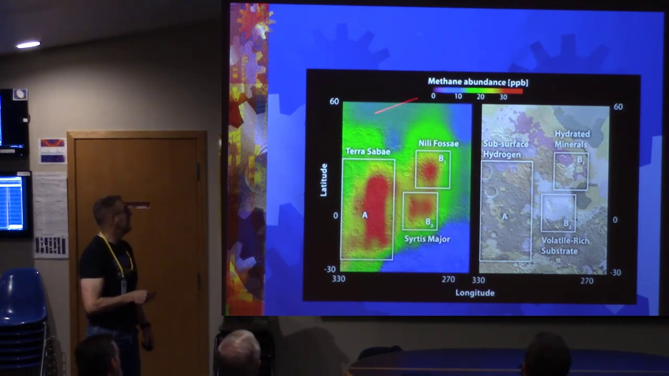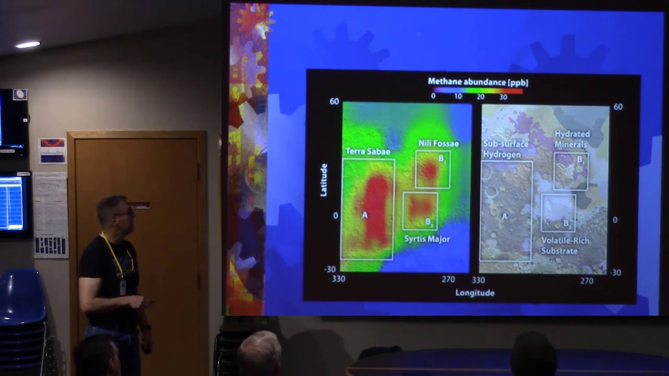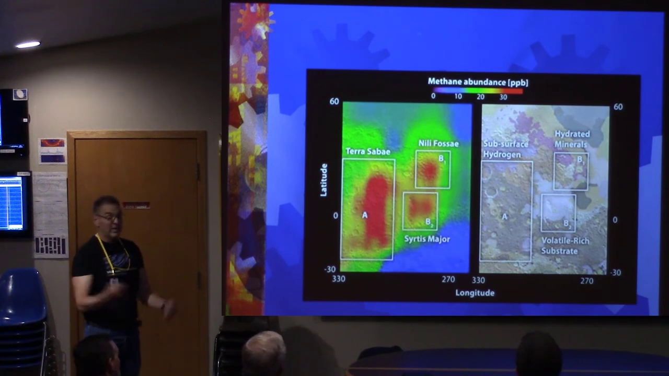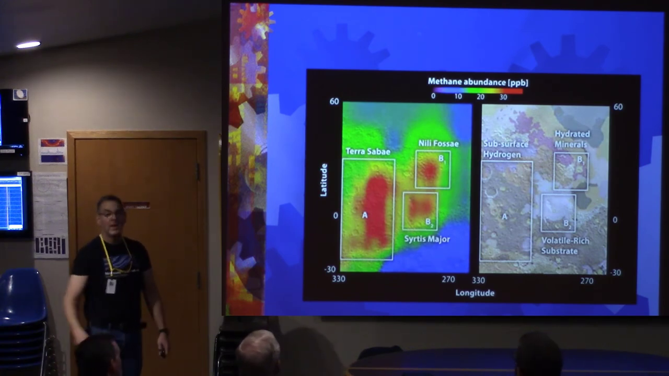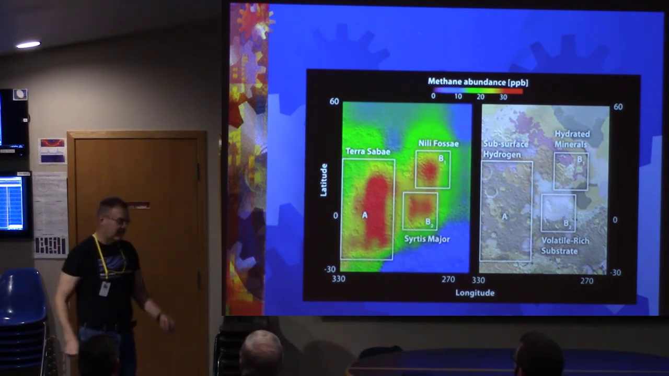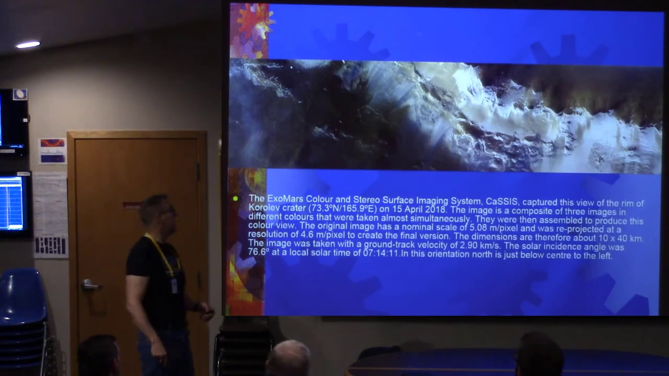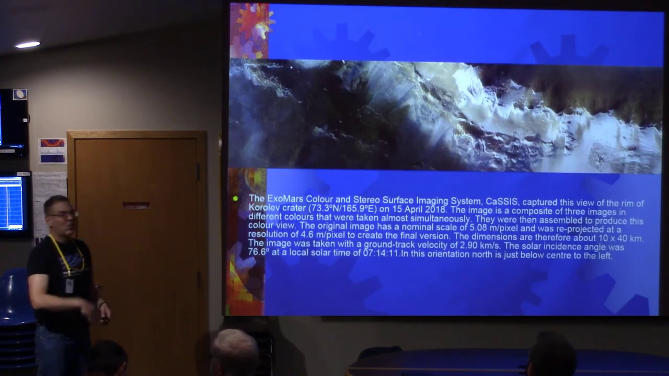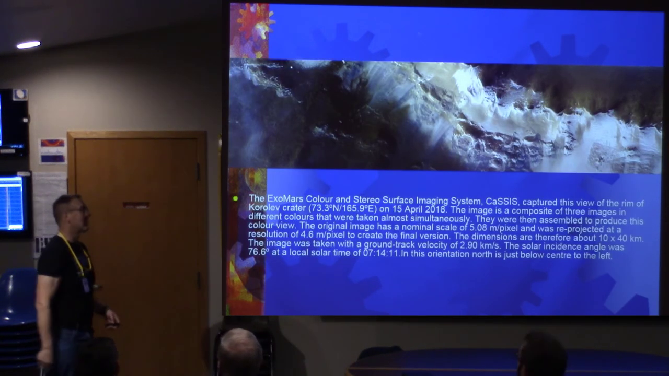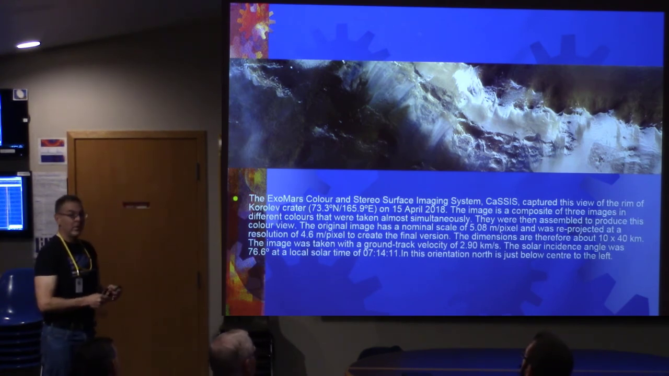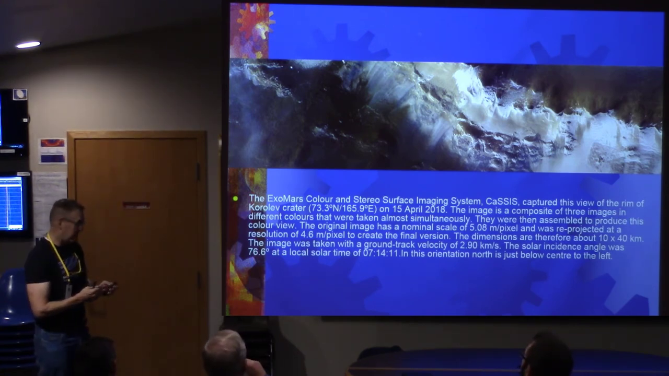So here's methane abundances, high as red, kind of intuitively, and this is what it looks like. You have hydrated minerals here, subsurface hydrogen here, volatile-rich substrate of some kind. We're trying to piece it together. I just say, send an armada of life sampling robots out there now, and just quit this. This is a longer buildup than it took to get to Endgame in the MCU.